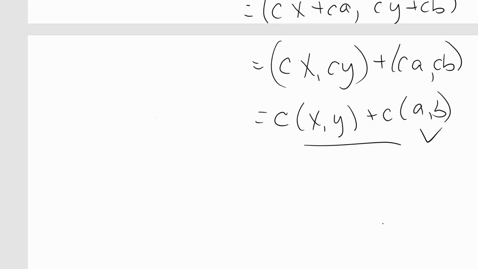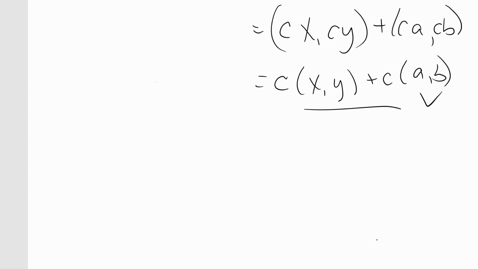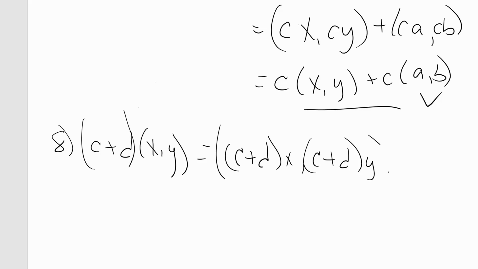All right, 8 takes more time than I have to do, but you would start off by showing c plus d times a vector. You know what, I can do it. So let's do number 8. So 8 says (c plus d) times (x, y), but here I'm going to do my c plus d first. All right, so now I'm going to distribute that. So I'm going to get (c plus d) times x, comma, (c plus d) times y. All right, we'll distribute now.